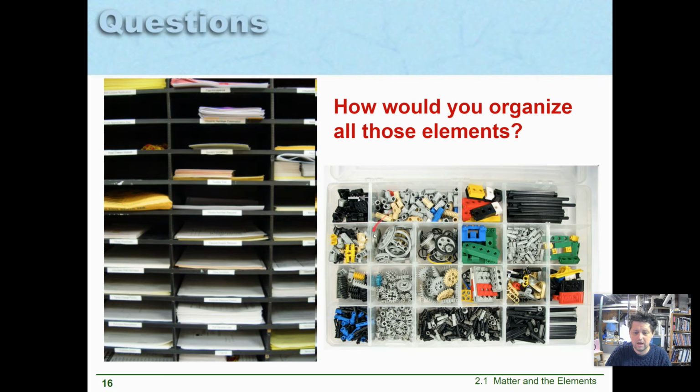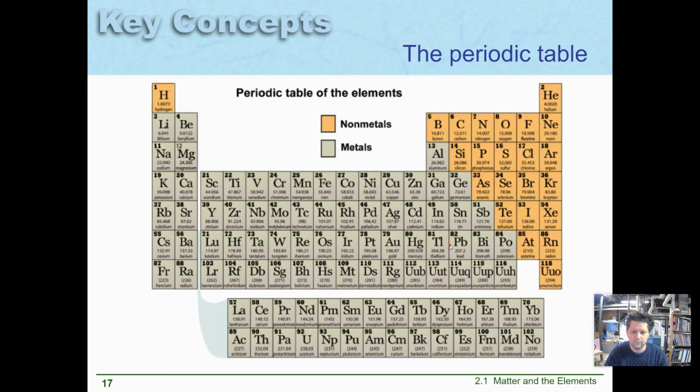So how would we organize all those elements? One of the key things that scientists try to do is organize things. We want to put them into categories so that we can try to figure out how is this thing different from that thing, and put them into categories. So how would we go ahead and do that? We use something called the periodic table. You've probably seen it before. You may or may not have learned how to read it. It's not as complicated as you first imagine.